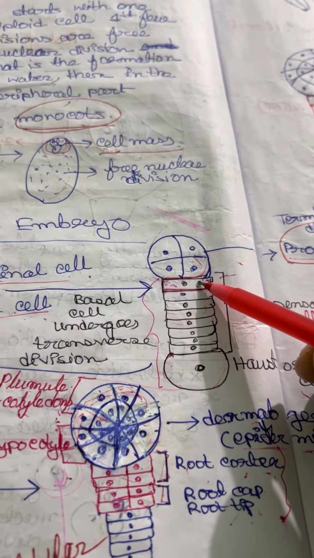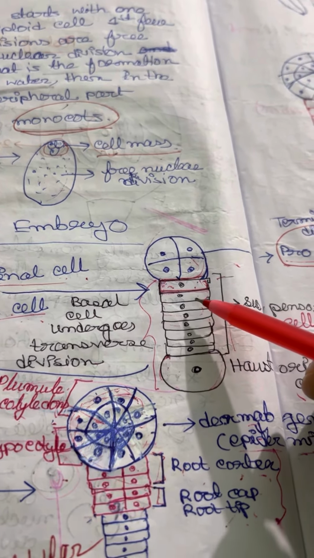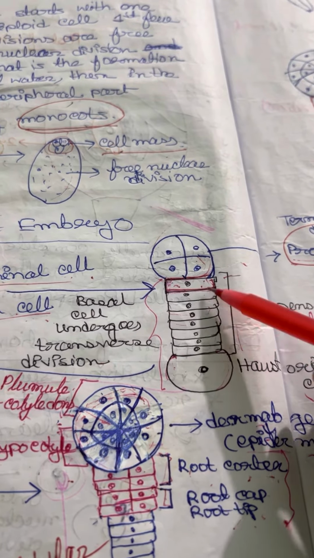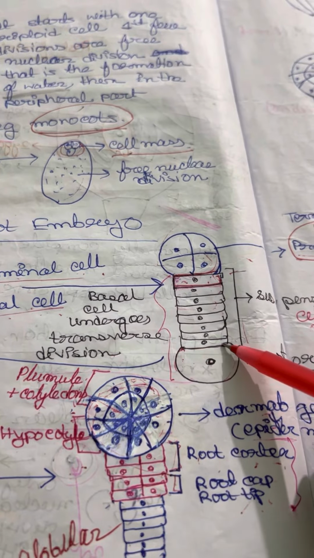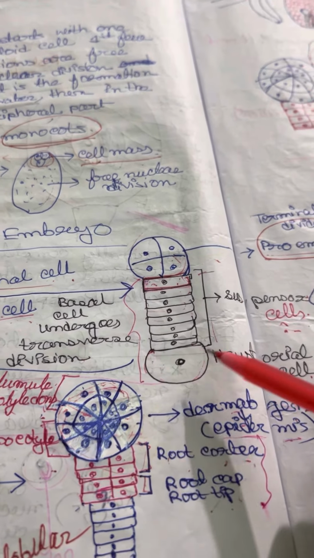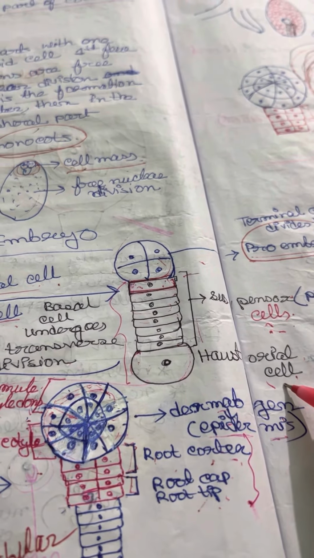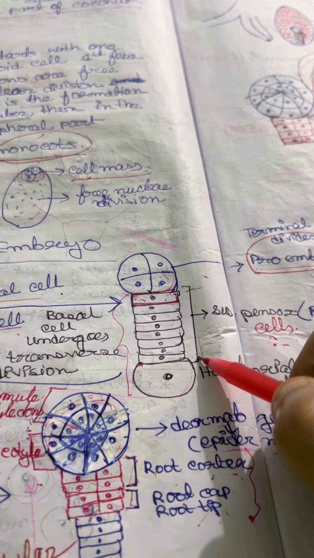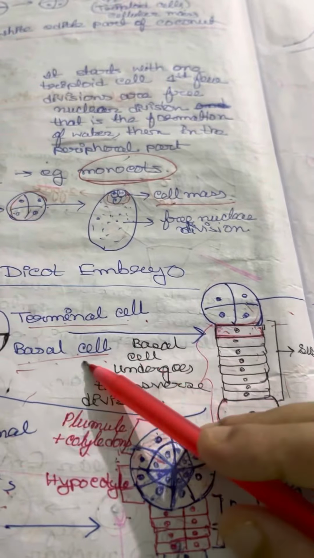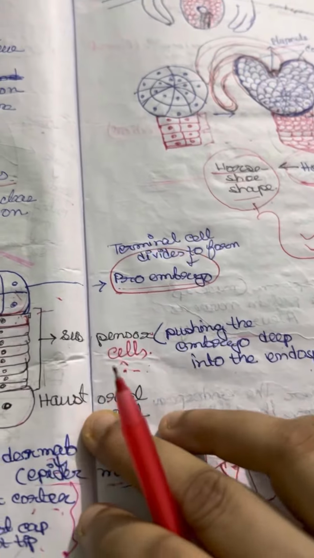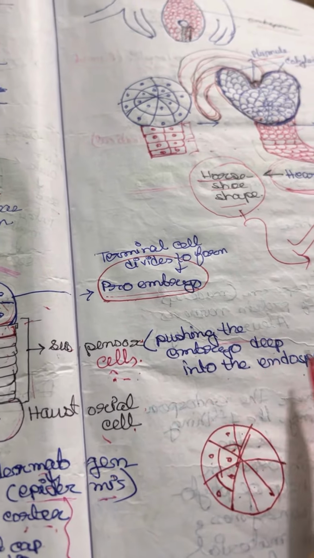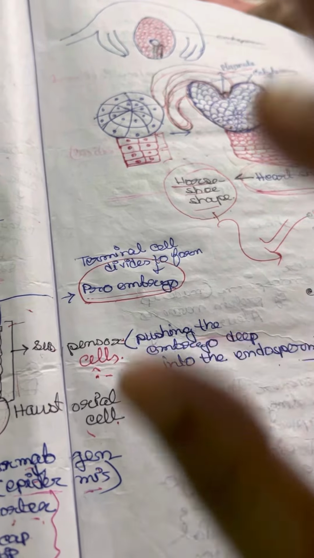First the basal cell will divide into two, then again this one divides into two. In this way the division will take place, and the last cell, which is large in structure, is known as the haustorial cell. And these transverse cells that develop from the division of the basal cell are known as the suspensor cells. So what is the role of the suspensor cell? They push the embryo deep inside the endosperm, that we will come to later.